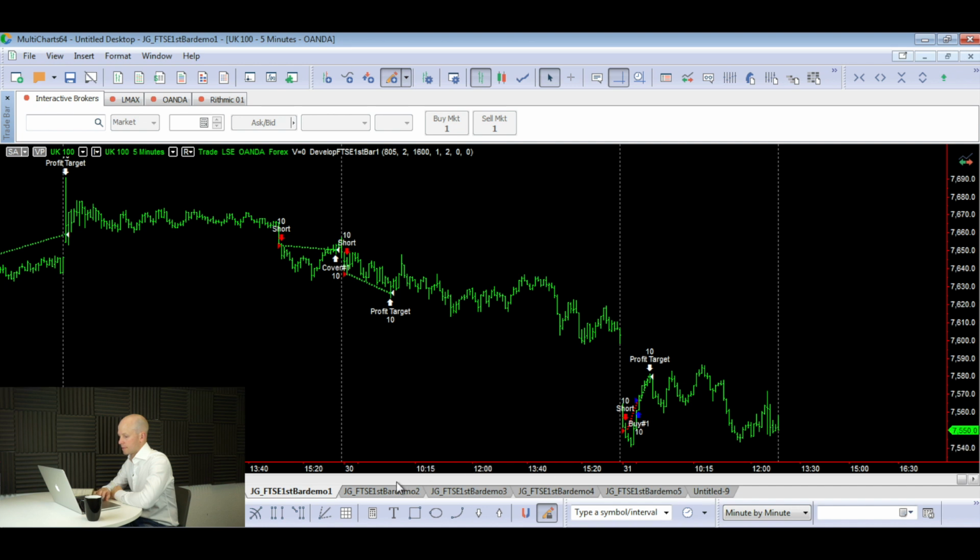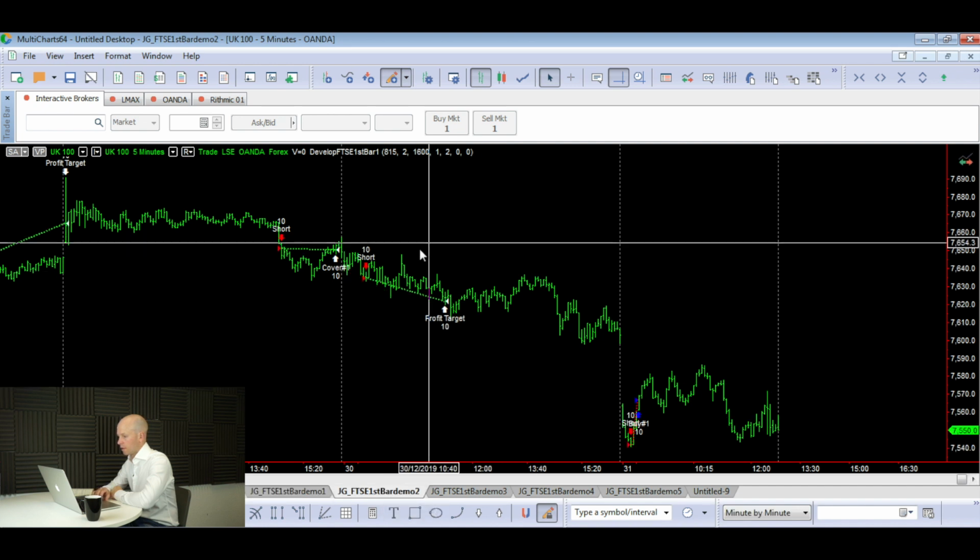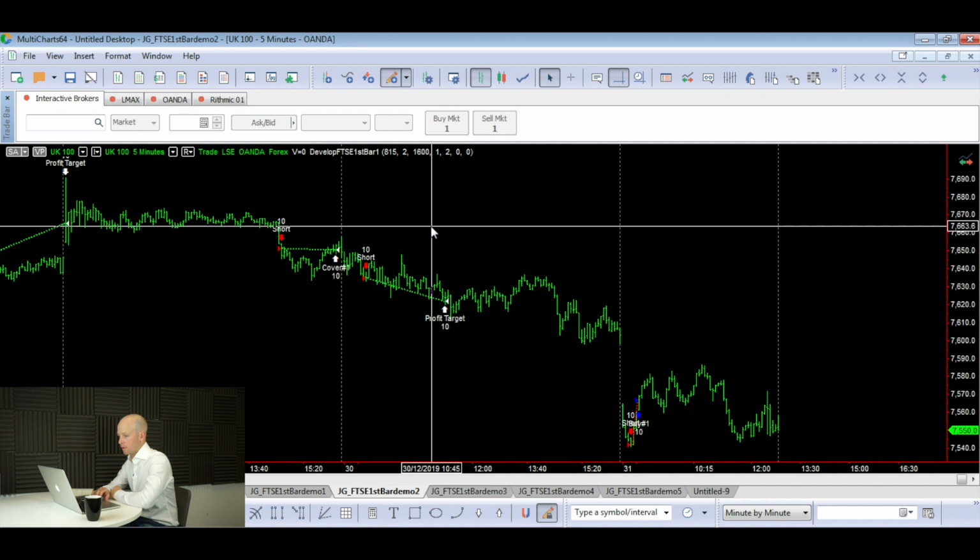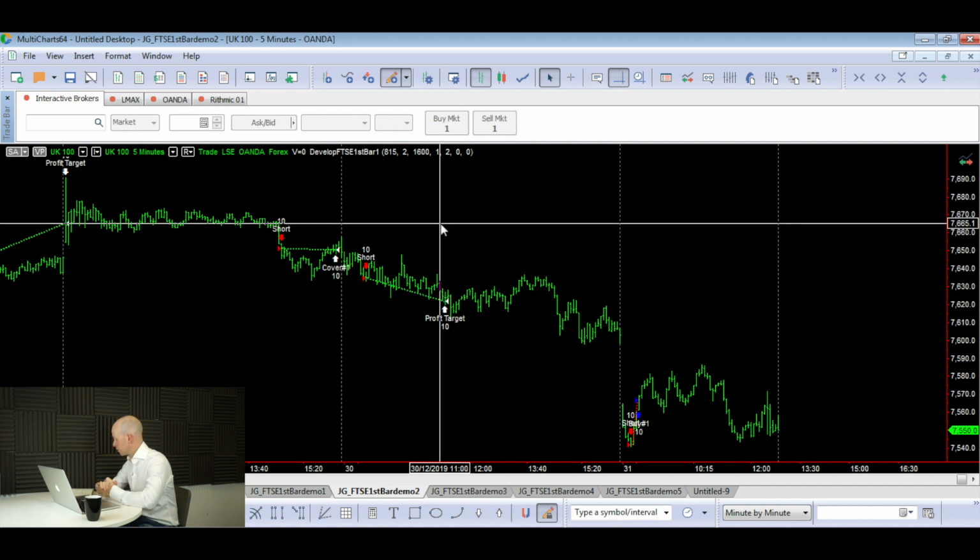So the next development I've done was I stuck with the 15-minute bar, but I optimized the 2 pips above or below the high or low of the bar. Remember, the gentleman that suggested this to me said you want to put in stop orders 2 pips above the high or 2 pips below the low. And I wondered whether that was best or not.